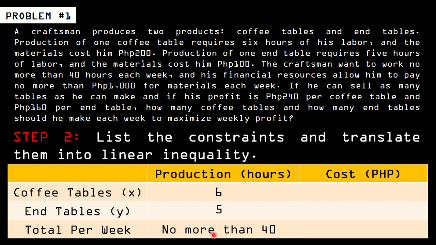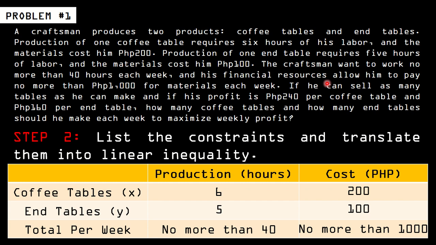And then for the material costs, for each coffee table, that's 200 pesos. And then for the end table, that is 100 pesos. And again, the financial resources allow him to pay no more than 1,000 pesos.